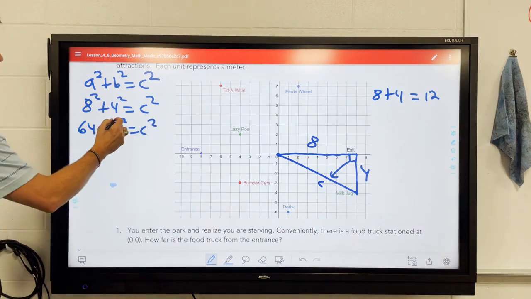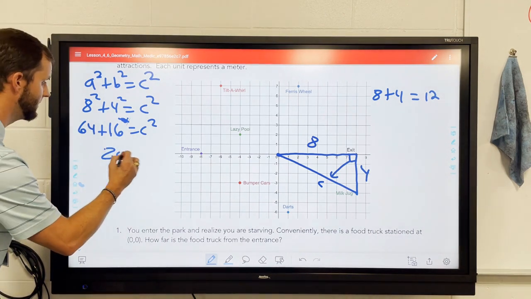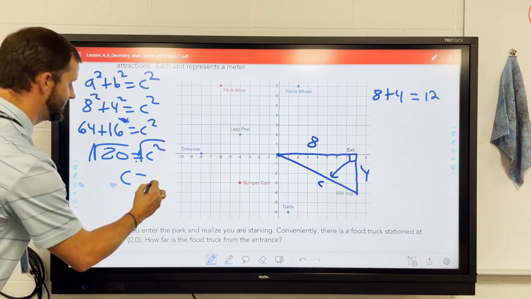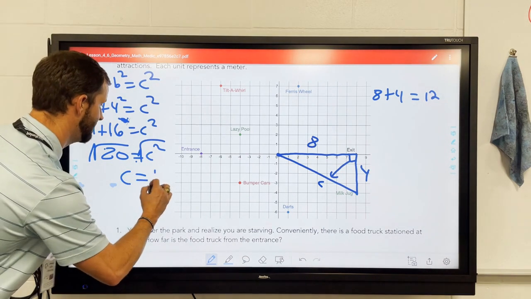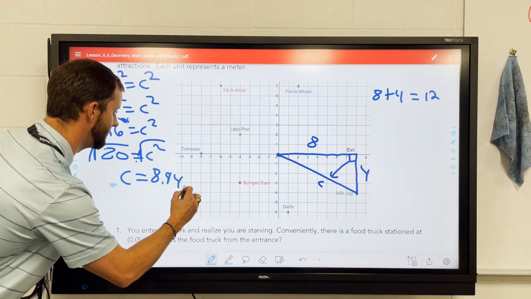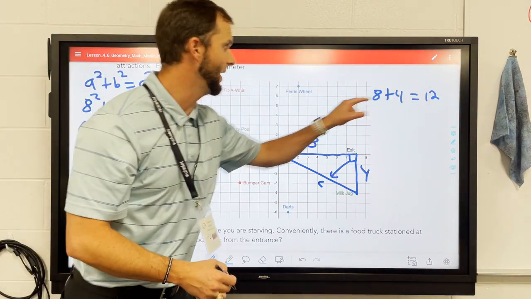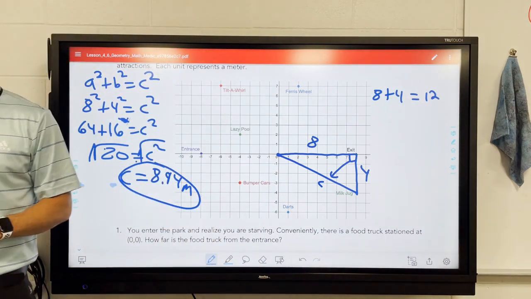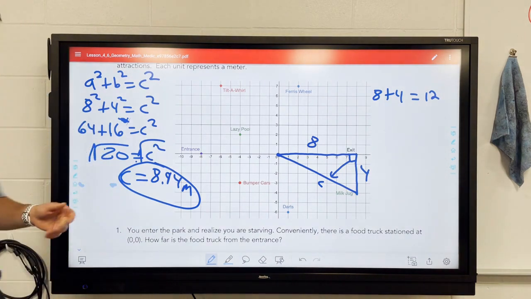64 plus 16 is going to give me 80. Then I'm going to take the square root of both sides. The square root of 80 is going to give me a decimal, which is roughly 8.94 meters. So if you look, 8.94 and 12, I actually went a shorter distance here. So ladies and gentlemen, 8.94 should be your answer on that one, okay? All right, so let's look at number 3.